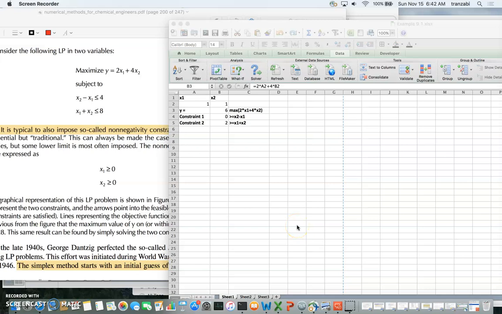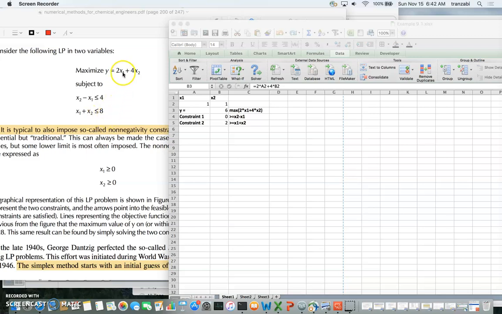Alright, so in this video we continue our discussion on linear programming. We were trying to solve example 9.1 of the textbook. We had this optimization problem where we wanted to maximize 2x1 plus x2 subject to two constraints, x2 minus x1 less than 4 and x1 plus x2 less than 8.